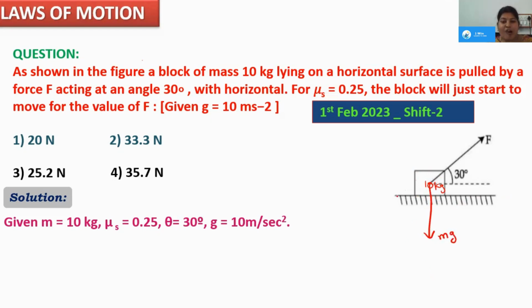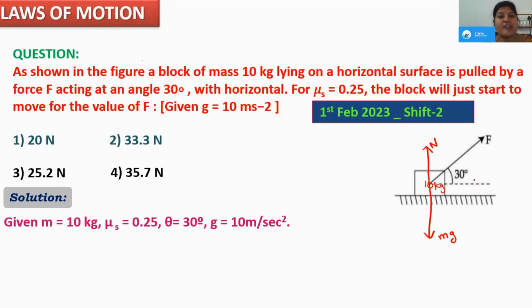Here there is a contact between the horizontal surface and the block. That means there is one more force, called the contact force or normal reaction, which also acts on this body, and it always acts perpendicular to the surfaces in contact. The surfaces in contact are this portion. Along this direction, perpendicular to the surfaces in contact, the normal reaction N is acting. One more force here is F. This F makes an angle of 30 degrees with the horizontal.